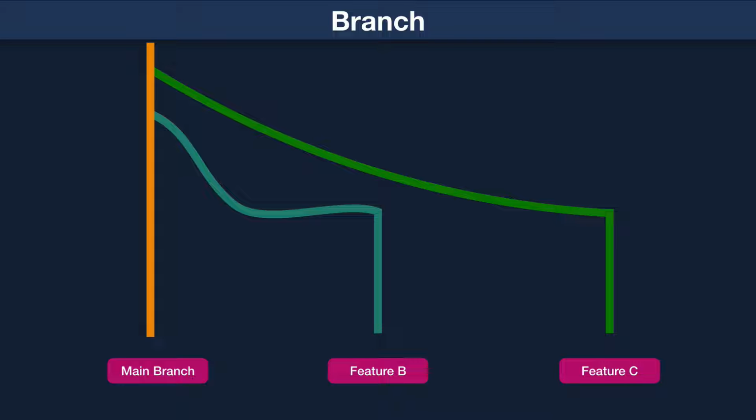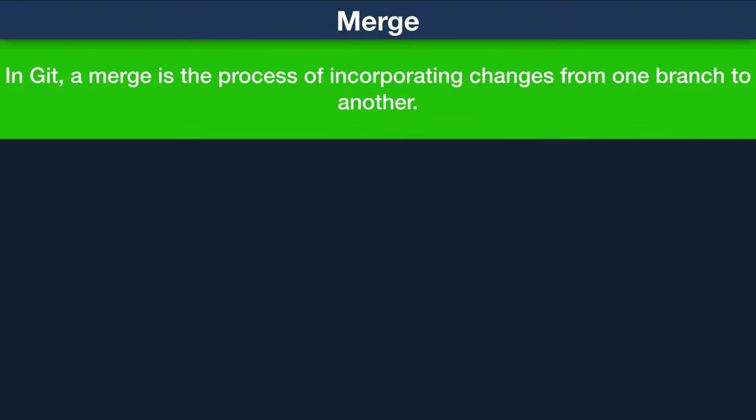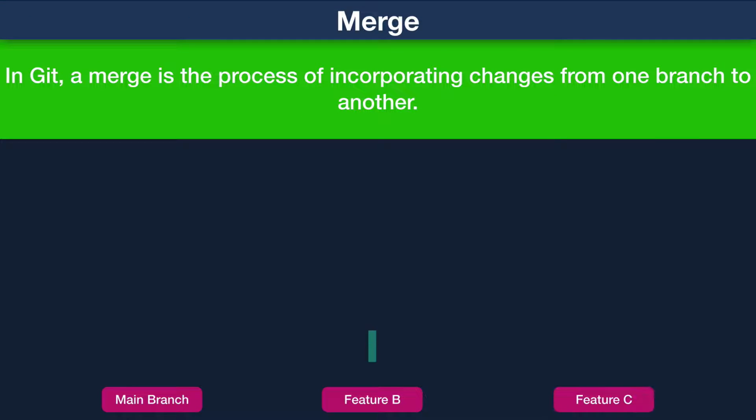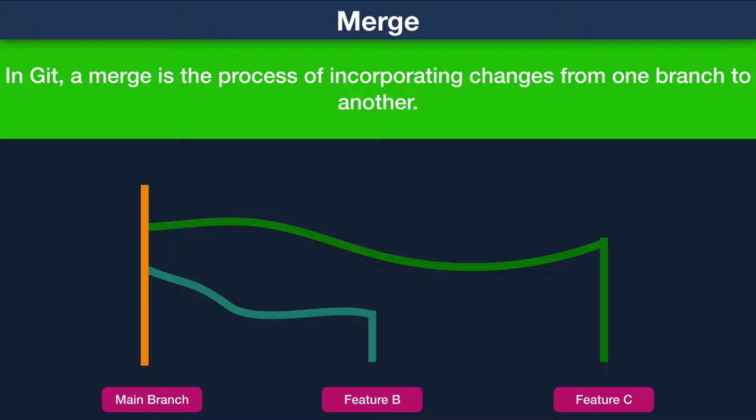Now you might be wondering what is merging. Let's take a look at what is merging in Git. In Git, a merge is a process of incorporating changes from one branch to another. The use case would be combining the code of a feature B and feature C to main branch when it's done.